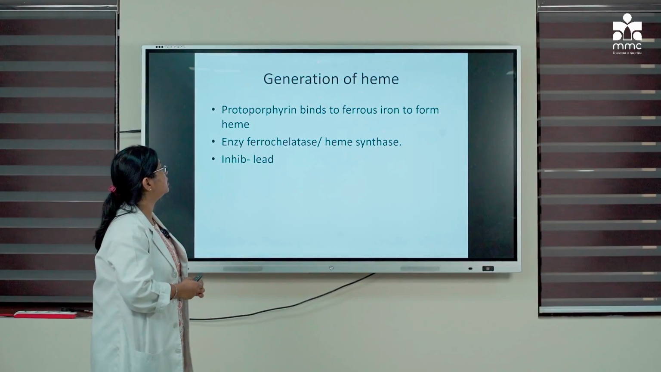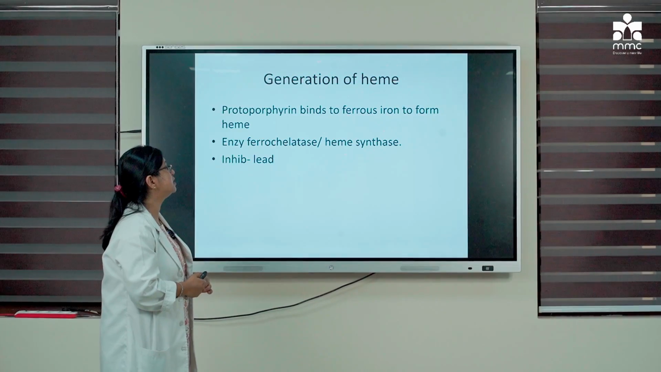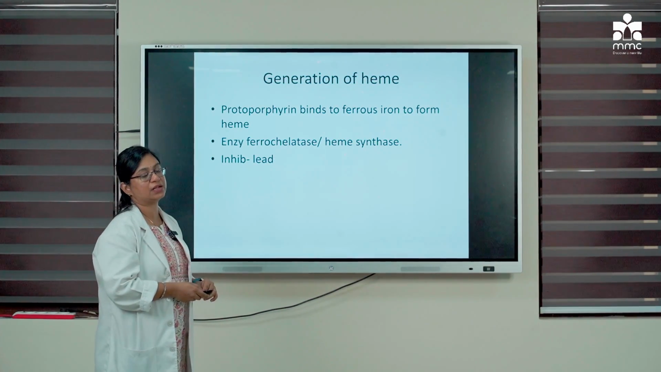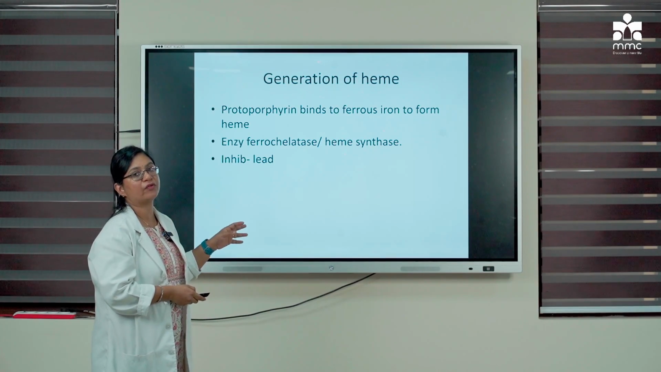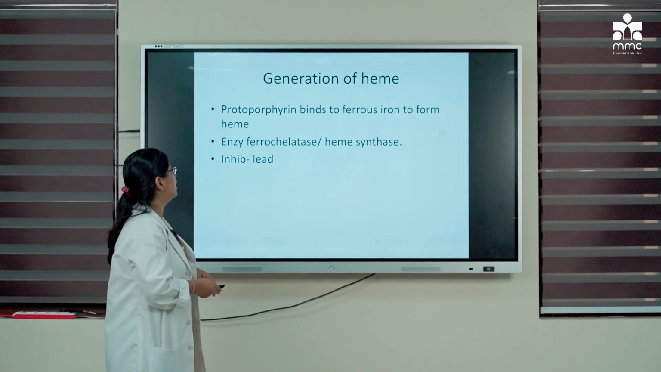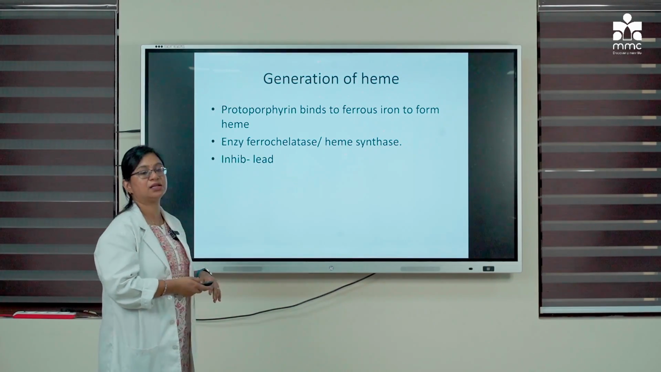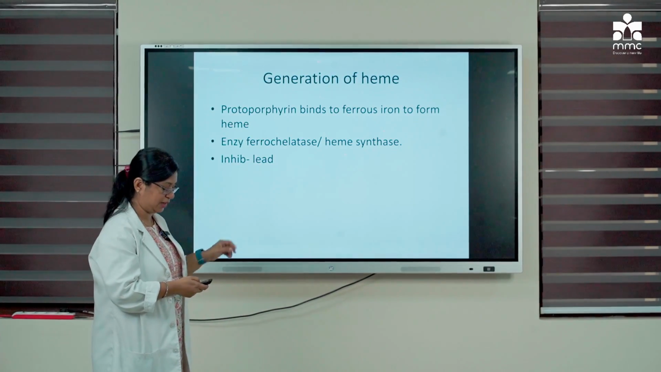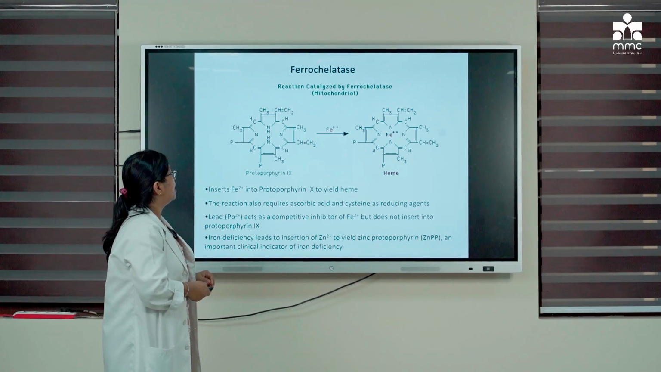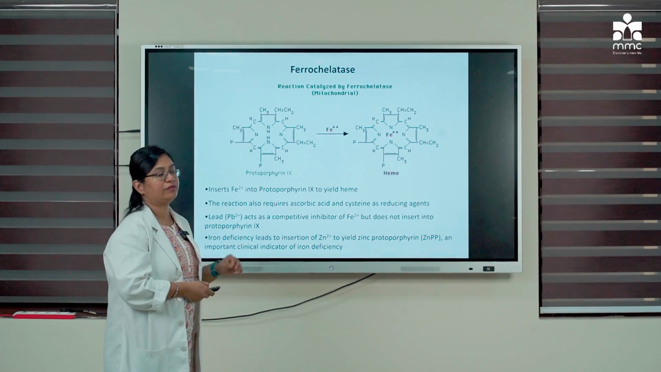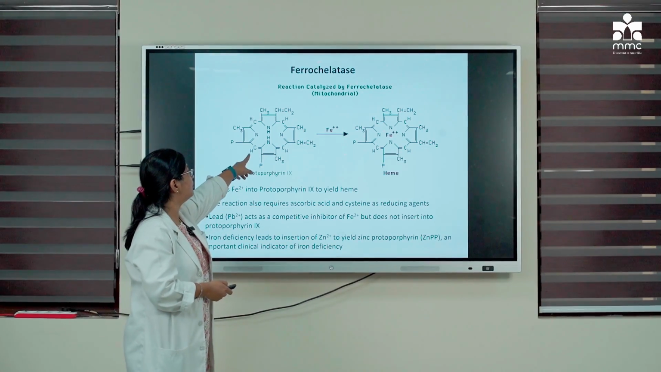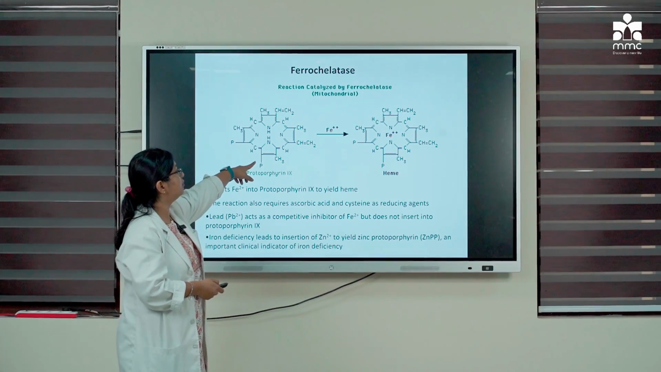So now coming to the last step where there is synthesis of heme, the protoporphyrin will bind to the ferrous ion, the Fe2+ form of iron. The enzyme is ferrochelatase. Again it is inhibited by lead. So the second step and the last step are inhibited by lead. And this is again important when we read about anemia and acquired porphyria. So this is the final step where the heme ring has been formed.